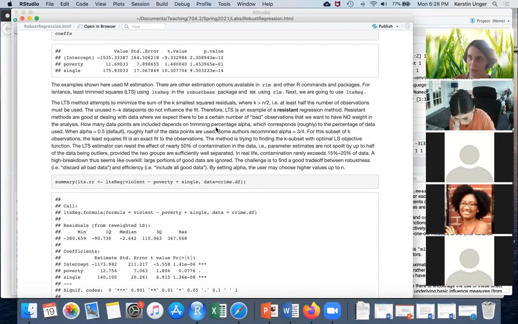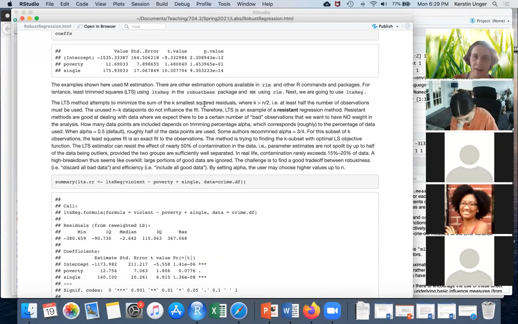So how much you want to use depends on this: if you don't expect your data to be heavily contaminated by invalid cases, then you don't want to throw out half of your data, right? So you want to use more. Okay. This method comes with the R base package, and the function is called LTSREG, for running the least trimmed squares regression.